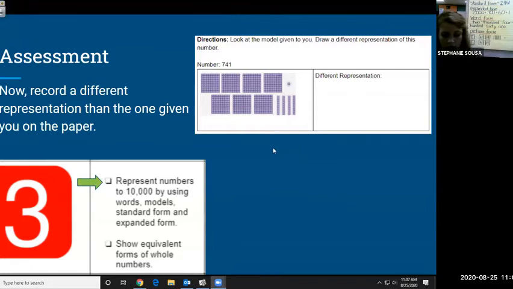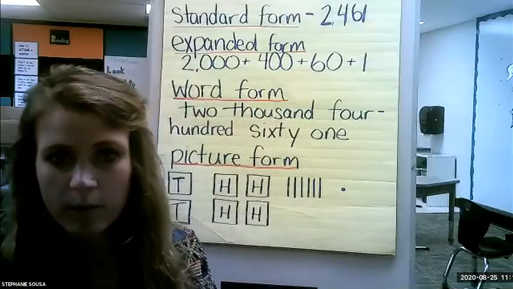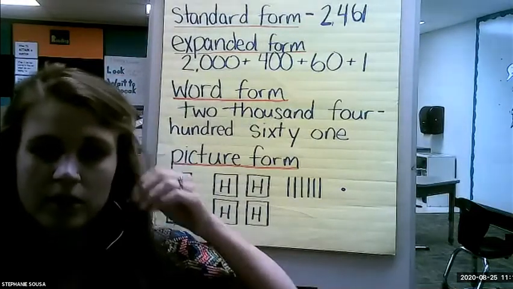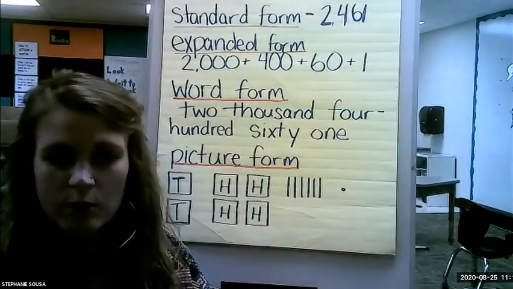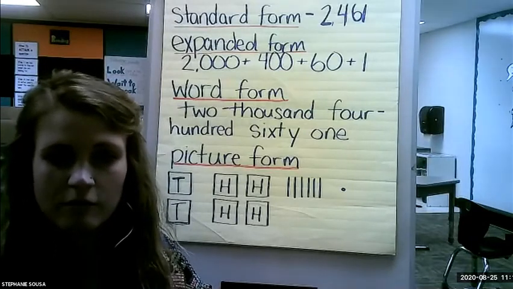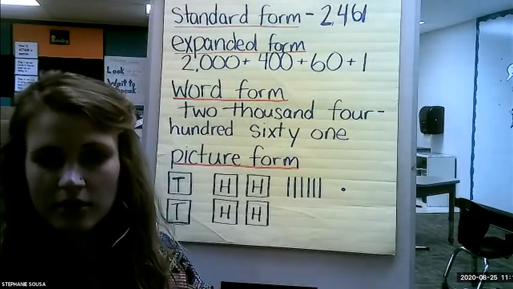So open up your manipulatives, and while we're all on here together, go ahead and create 741 a different way than 700, 4 tens, and 1 one. Pull up your representation, and then we're going to take a look at a couple different people's work and see all the different ways that we came up with to create 741.